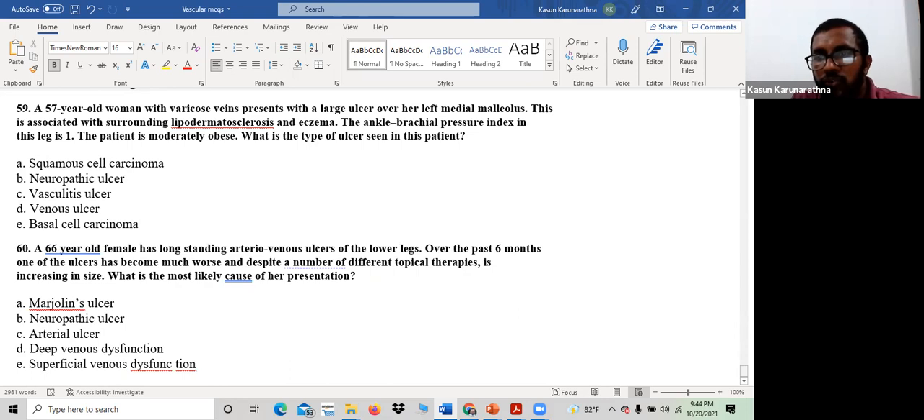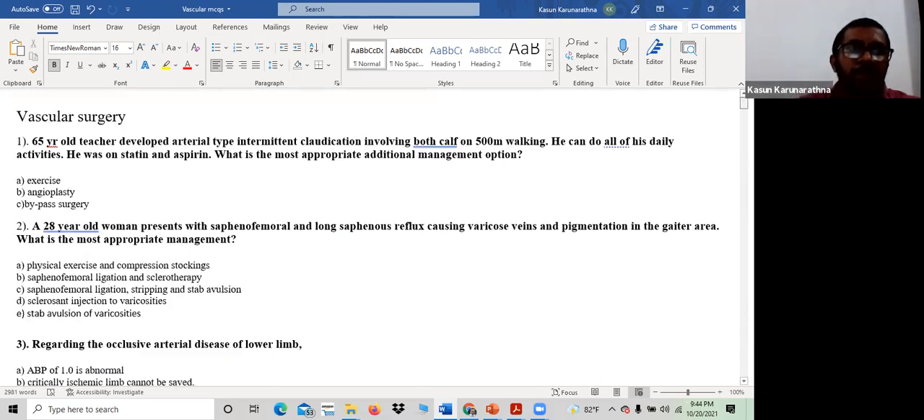Right, we'll go to question number 1. A 65-year-old teacher developed arterial type intermittent claudication. That means it is occlusive artery disease, not venous claudication or neurogenic claudication. That's what they have mentioned. Arterial type, this terminology is a bit wrong. Involving both calves on 500-meter walking. He can do all of his daily activities. He was on statin and aspirin. What is the most appropriate additional management option? This is both calves, that is bilateral intermittent claudication.